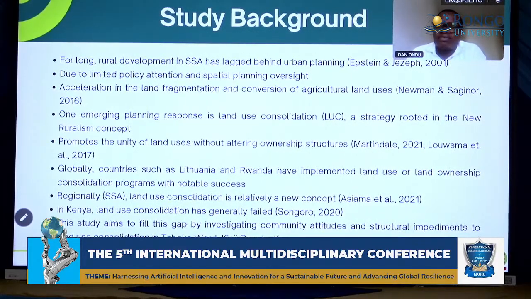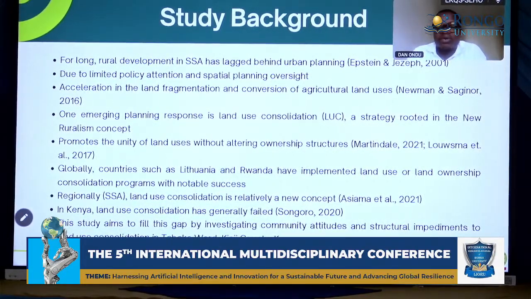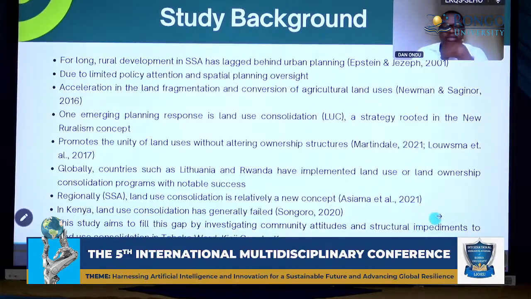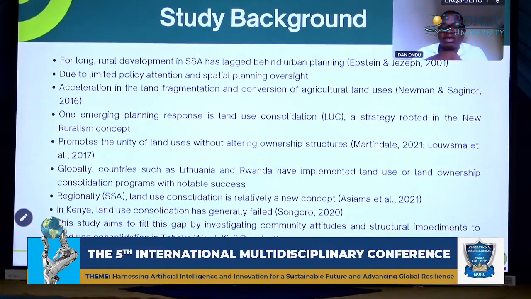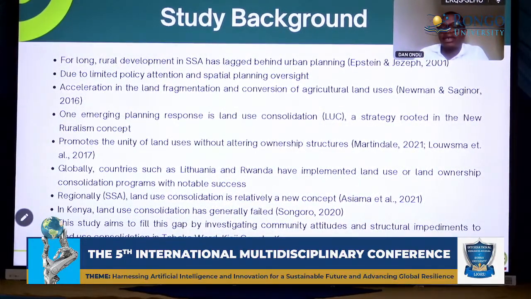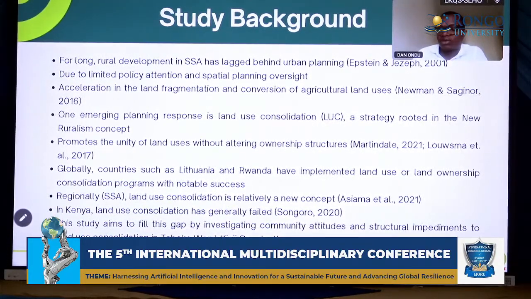land uses. One of the emerging planning responses to this land fragmentation and agricultural land use conversion is land use consolidation, which is a strategy within the overall new ruralism concept. So we find that this concept basically aims to unify land uses without altering ownership structure and also helping conserve the environment. Now, globally, when you look at countries such as Lithuania and maybe Rwanda, they have been very successful with land use consolidation programs.